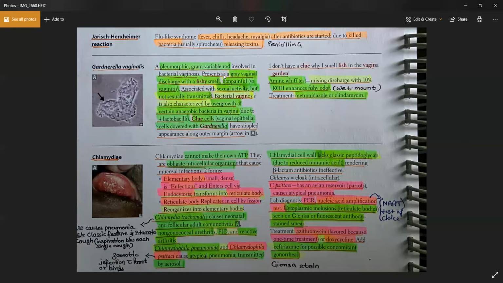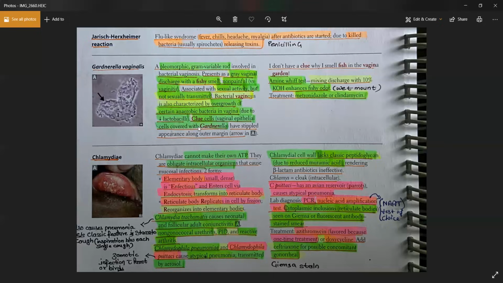Okay, you will get the fishy odor, and it is related to the sexual activity, but it is not transmitted sexually. It is not a STD. It can never be transmitted sexually, but it is related to the sexual activity. And bacterial vaginosis, like I told you, is due to the overgrowth of certain anaerobic bacteria in the vagina due to the loss of lactobacilli.